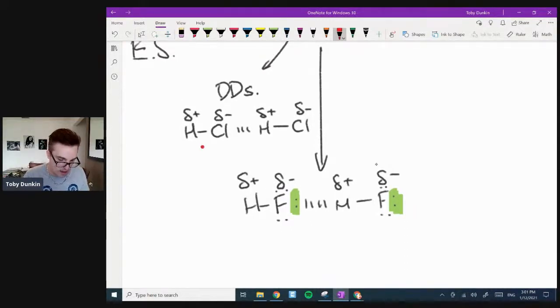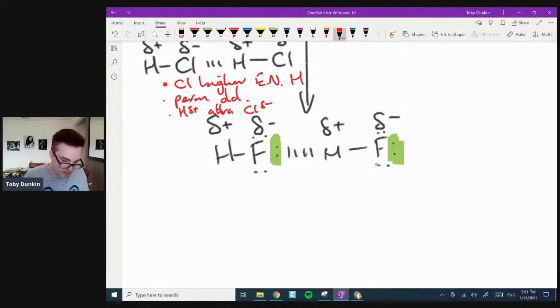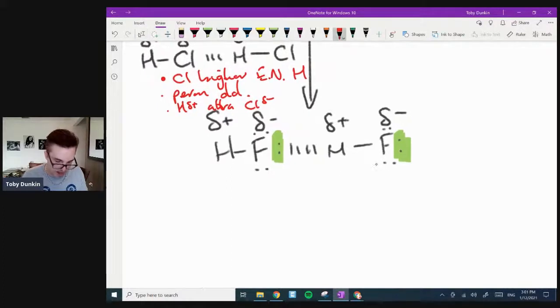So this is chlorine, if I just do this really quickly. Chlorine has higher electronegativity, higher EN, than hydrogen, followed by permanent dipole, perm DD, followed by slightly positive hydrogen attracted to slightly negative chlorine, and we're done. And then on adjacent molecules, we get hydrogen bonding, which is exactly the same thing.